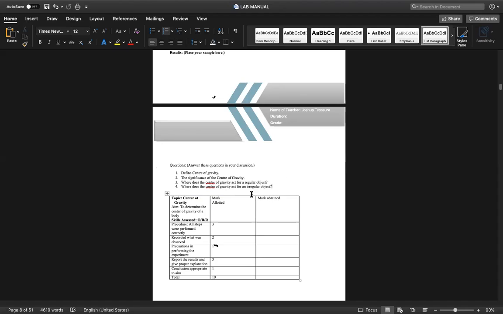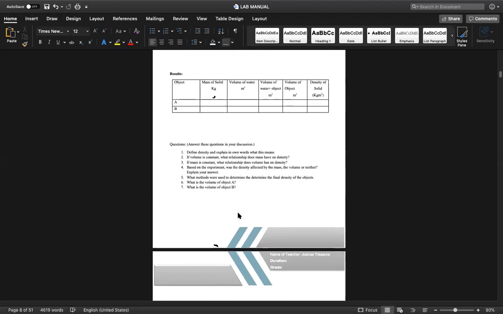So these are updated questions. Just use these to help you answer the questions. And then, as I said, ensure that you state that wherever the lines intersect, that is your center of gravity. That's the three marks right there. All right, the conclusion appropriate to the aim. Now you get a mark for this. I'm making it more clear.